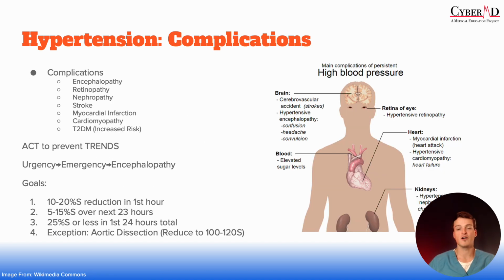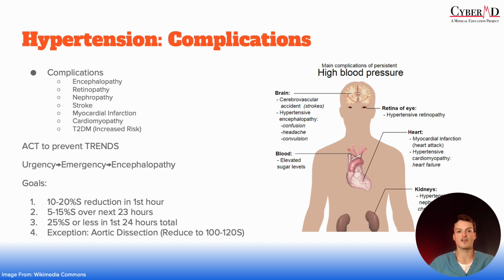All right, lastly, we're going to talk about some complications of untreated hypertension. And first, we have hypertensive encephalopathy. This condition arises when extremely high blood pressures cause cerebral edema and brain dysfunction. So patients may present with symptoms like headache, confusion, and in severe cases, seizures and coma. And so it's very crucial to recognize this early as a potential cause of altered mental status so that you can promptly treat and reverse those symptoms.